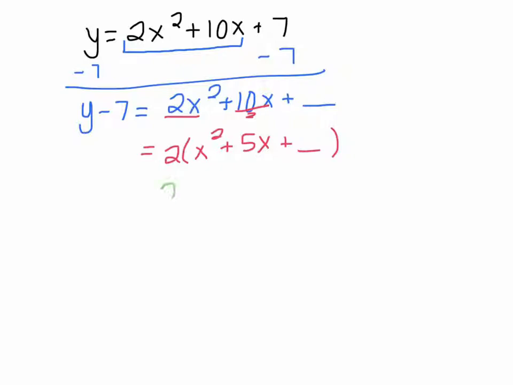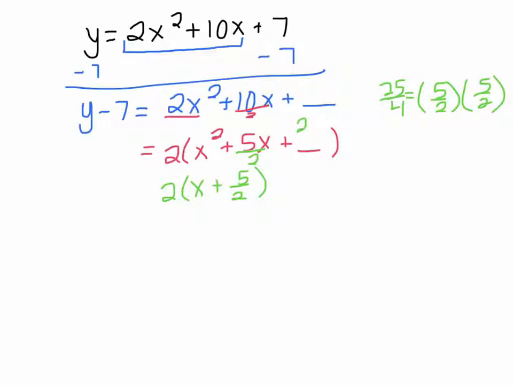I'm going to take half of this middle term. Well, half is dividing something by 2. So half of that term is 5 halves. And 5 halves squared, I'm going to do that off to the side, is 5 halves times 5 halves, which equals 25 fourths. So this right here is 25 fourths. If you have a nice graphing calculator, if you use parentheses 5 divided by 2 squared, it will give you the answer for you.